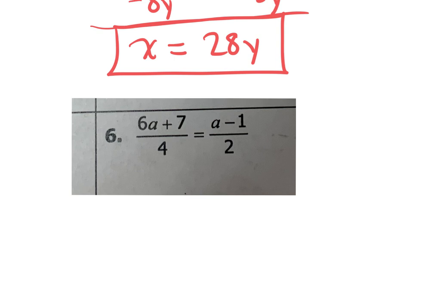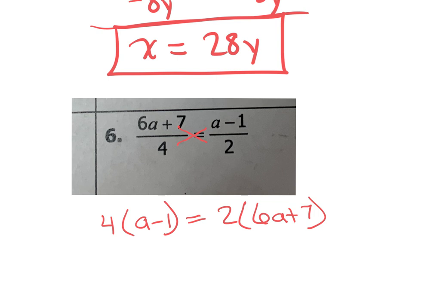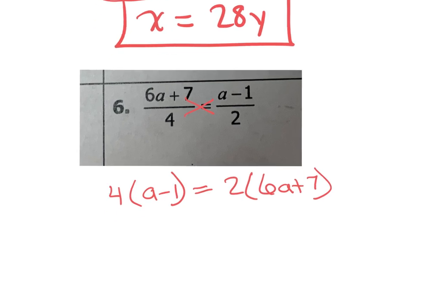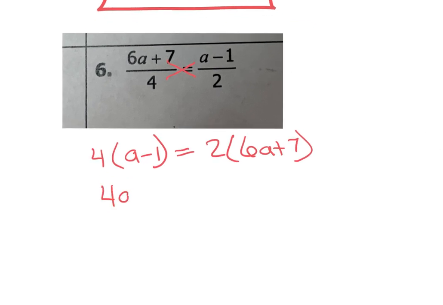Okay, still on homework 9.6, it says 6a plus 7 divided by 4 equals a minus 1 divided by 2. This is the problem where you need to know your cross products are equal, right? So 4 times a minus 1 is going to equal 2 times 6a plus 7. Just multiply across. So we're going to have to use the distributive property and get 4a minus 4 equals 12a plus 14.